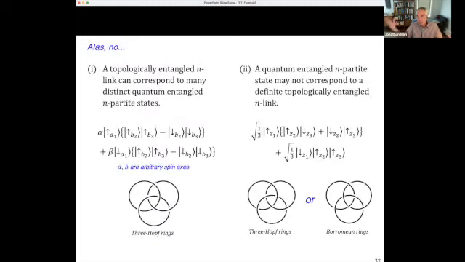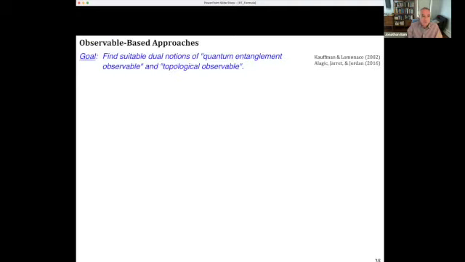That isn't to say such a duality can't be established in an alternative state-based approach, but it is to suggest that any attempt is potentially problematic. So let me move on now to an alternative approach to attempting to establish a duality between topology and entanglement. Let's call this one an observable-based approach.